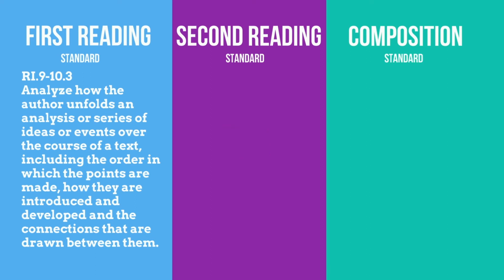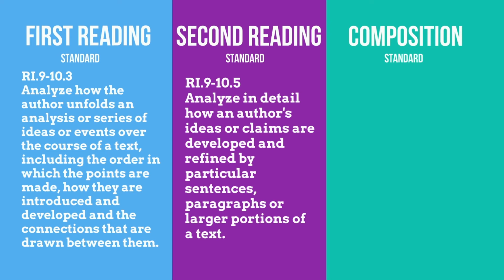For this task, we will choose RI.9-10.5, analyze in detail how an author's ideas or claims are developed and refined by particular sentences, paragraphs, or larger portions of a text. Choosing this standard means that students will be thinking about an analysis or a series of ideas or events of a text through the lens of the text structure, with a focus on particular elements in that structure. In this case, by looking at particular sentences, paragraphs, or larger portions of a text.